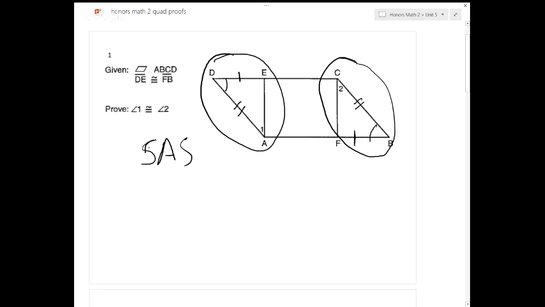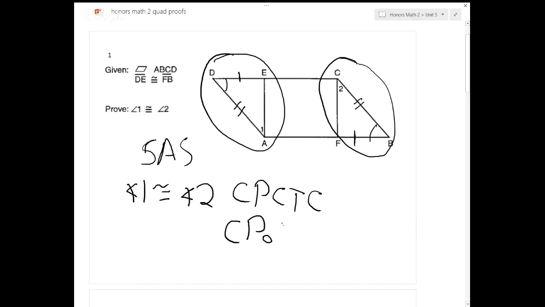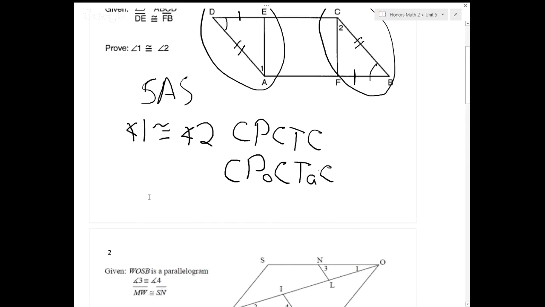And why that's important is if we notice, angle 1 and angle 2 are the corresponding angles within those two triangles. So because of that, we're going to say that now angle 1 is congruent to angle 2 because corresponding parts of congruent triangles are congruent. Or, as some students in class say, CPCTC. But in all seriousness, we have the two angles congruent because they're in congruent triangles and they are corresponding to one another.